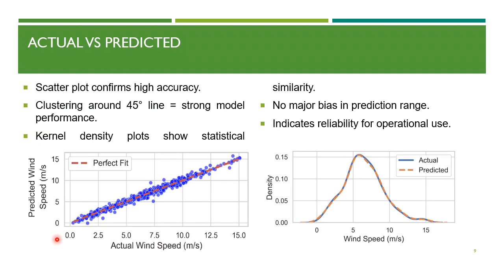The scatter plot of the actual wind speed against the predicted wind speed tightly clusters around the 45-degree line, which is a sign of high accuracy in prediction. Also, the kernel density model here tightly overlaps, confirming the LSTM model is not just accurate on average, but consistent across the range of speed.